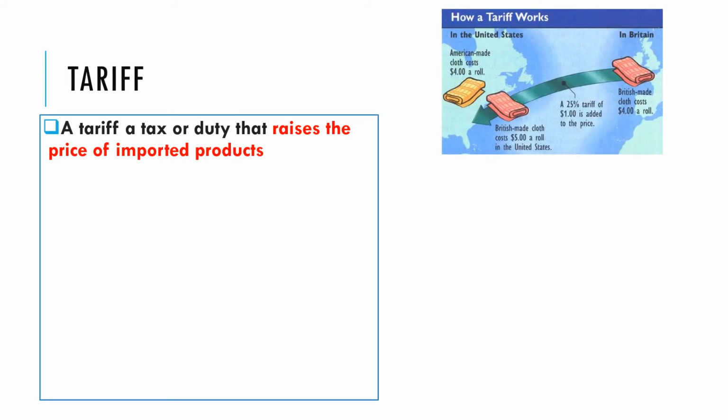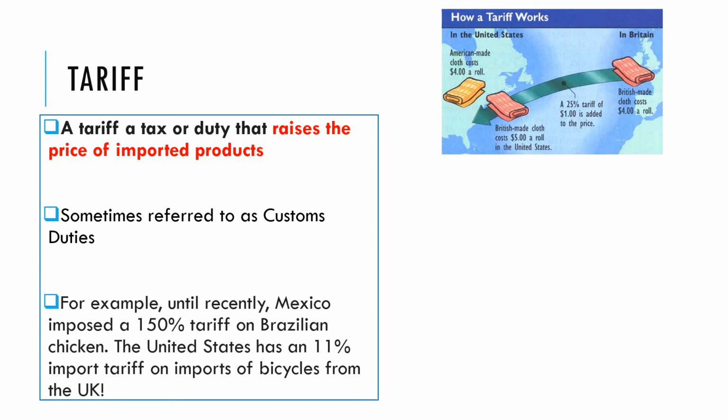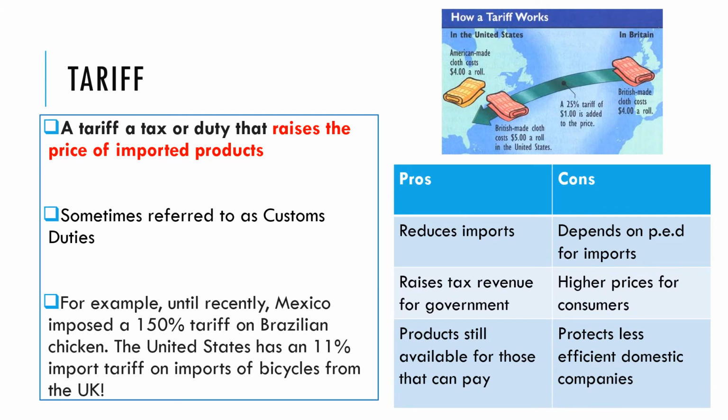The first one is tariffs. A tariff is a tax or a duty that raises the price of imported products, sometimes referred to as customs duties. Here are some examples. The pros and the cons. Well, the advantage is it reduces imports. A key one for government, it provides tax revenue. And products are still available for those that really want them and can pay.